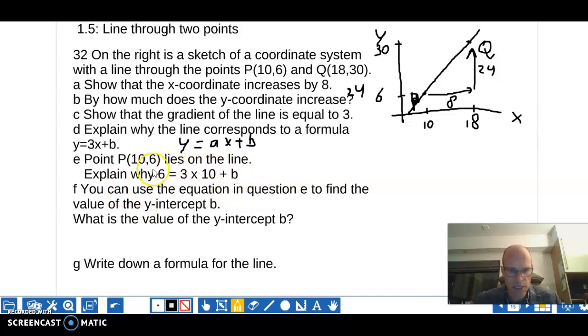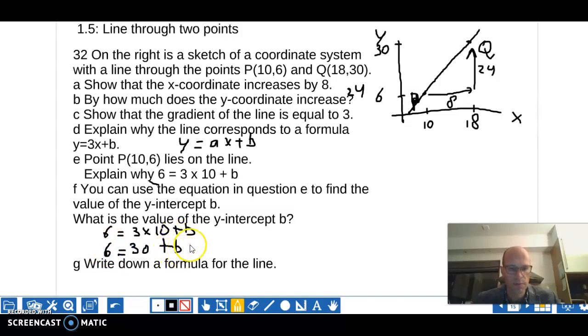And this is an equation, and this equation is used to calculate the y-intercept b. What is that? You need to calculate it. So what do we have? We start with 6 is 3 multiplied by 10 plus b. Well, we need to simplify it a bit. We get 6 is 30 plus b.